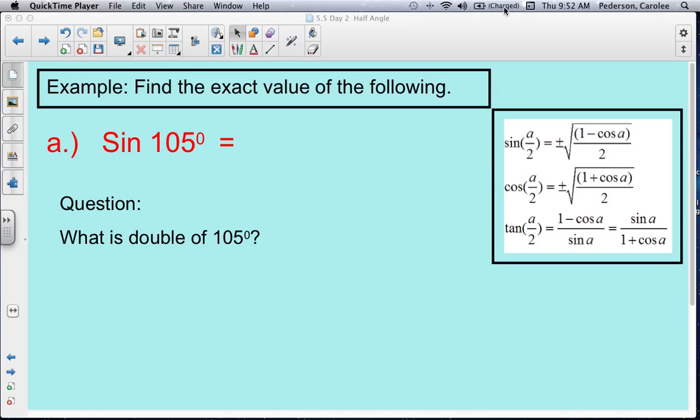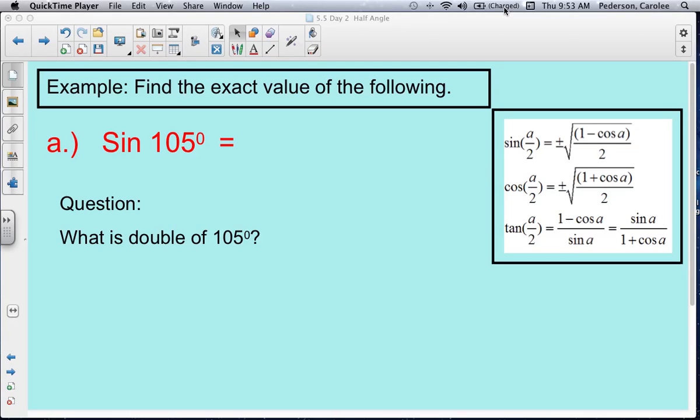This is 5.5, day 2, part 2. We now want to go into circular trig, so thinking about our unit circle. If you look at your unit circle, could you find the exact value of the sine of 105 degrees? It's not there. But here's how the half angle formulas can benefit you.